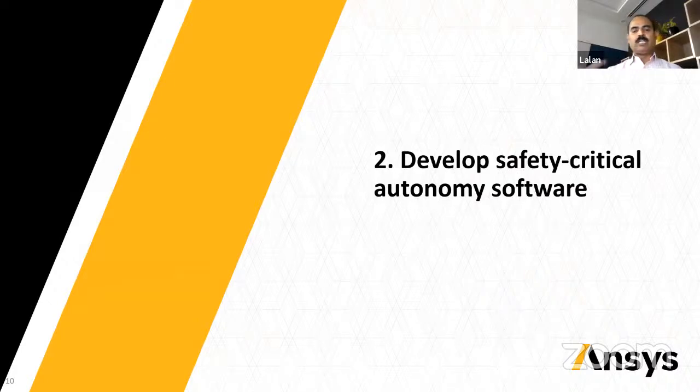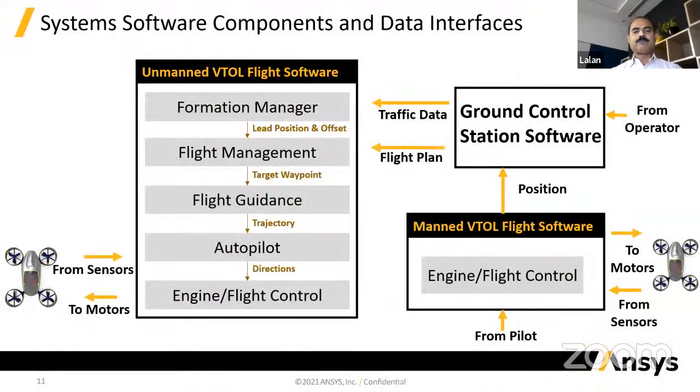Now, once you have created the environment and the platform, what you need to do is go ahead with the software generation. So you need to develop the autonomy software where this platform will work. Now this slide shows an overview of the different system software components that are included in the mission and system simulation, for the manned and unmanned vehicle systems as well as the ground station.